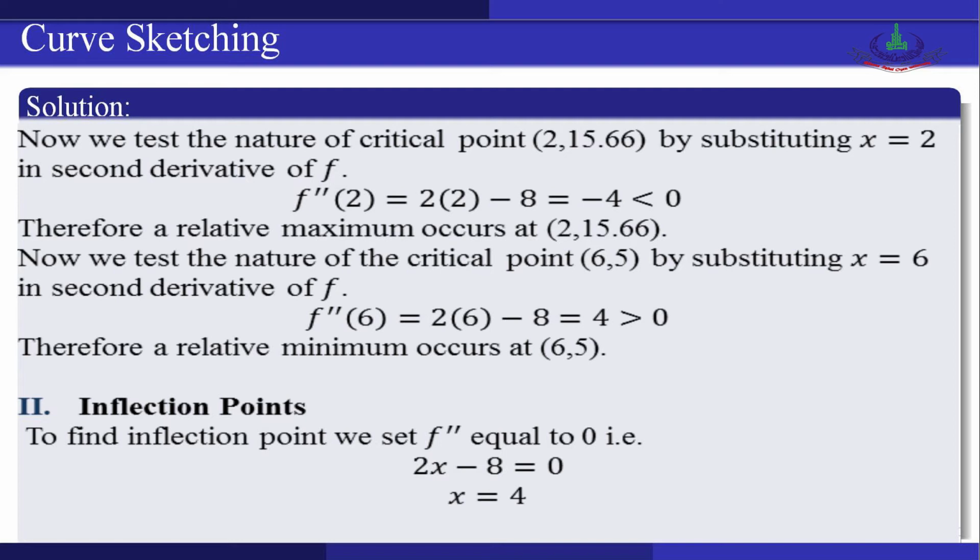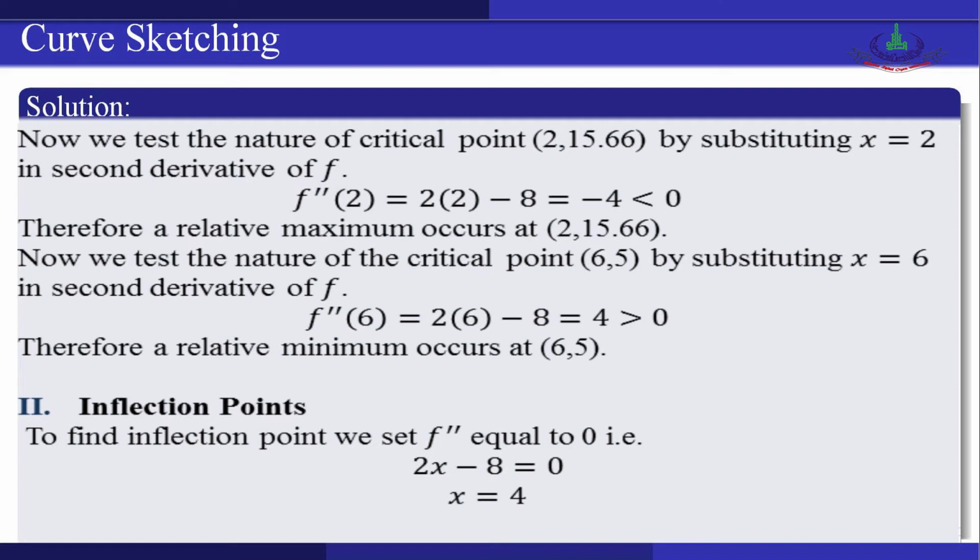Now we test the nature of critical point (6, 5) by substituting x is equal to 6 in the second derivative of f, that is f double prime of 6, which is equal to 2 into 6 minus 8, which is equal to 4, which is positive.